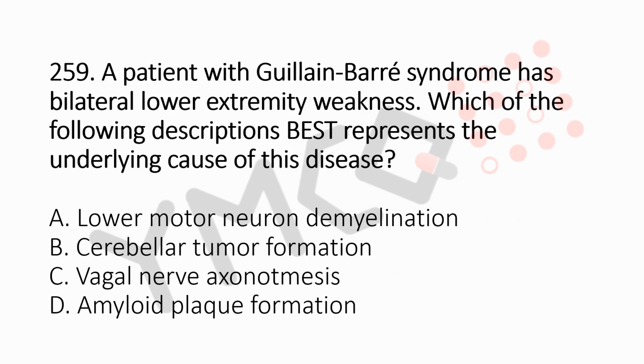A patient with Guillain-Barré syndrome has bilateral lower extremity weakness. Which of the following descriptions best represents the underlying cause of this disease? Option A, lower motor neuron demyelination. Option B, cerebellar tumor formation. Option C, vagal nerve axonotmesis. Option D, amyloid plaque formation. And the answer is Option A, lower motor neuron demyelination.